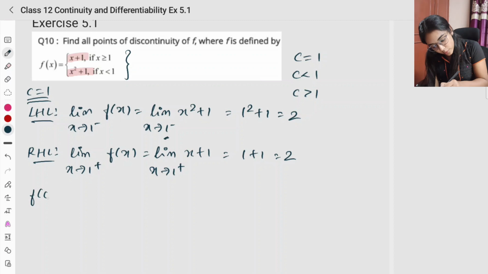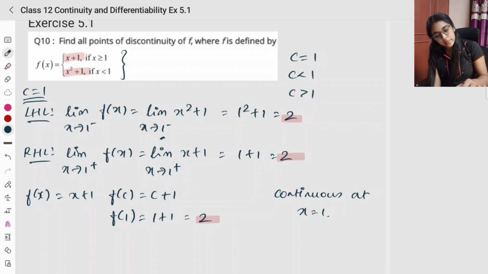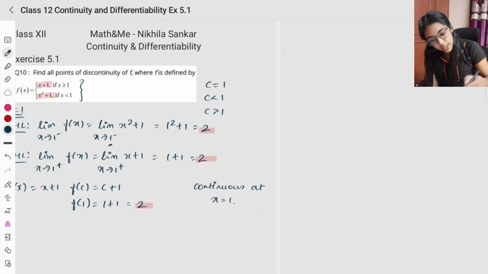So, I forgot to check what my f of c is. First f of x is going to be x plus 1, so my f of c is going to be c plus 1. If c's value is 1, when I substitute the value of 1, I have 1 plus 1, which is 2. So, what do you see? All the values are equal. Here 2, here 2, here 2. So, I see that it is continuous at x equals 1. Correct?